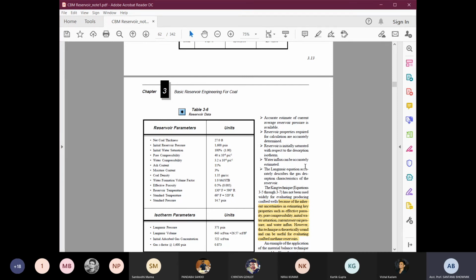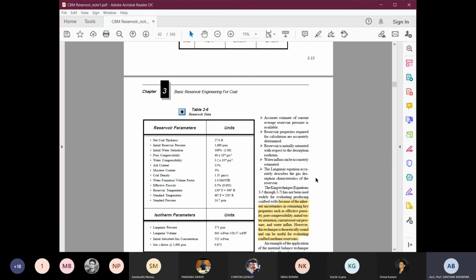That depends on the pressure and on your channel, the pipe or borehole diameter. Then the Langmuir equation accurately describes the gas desorption characteristics of the reservoir. The Langmuir equation is an equation, I'll show you later, based on which you will calculate the Langmuir volume and the Langmuir pressure.